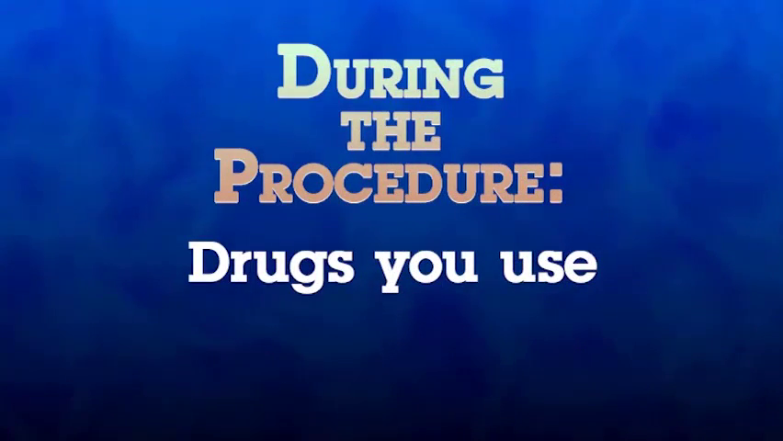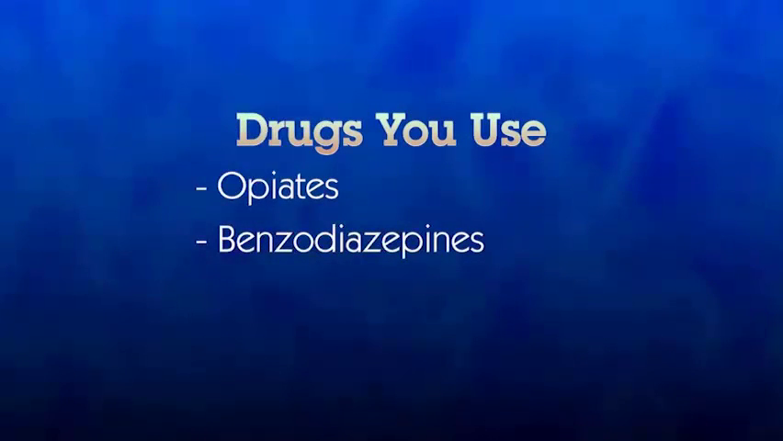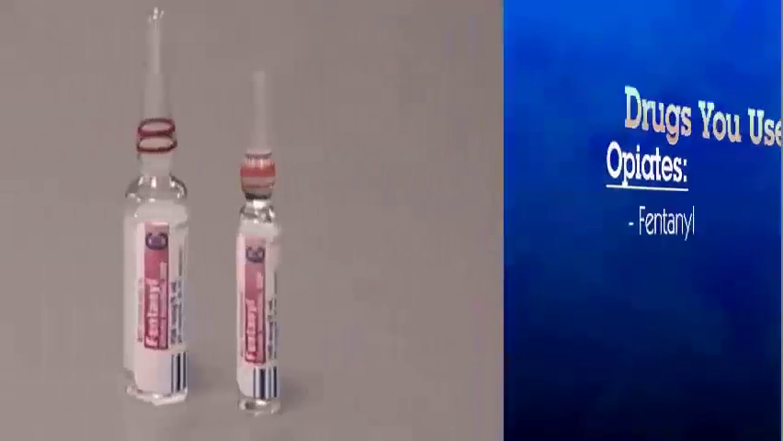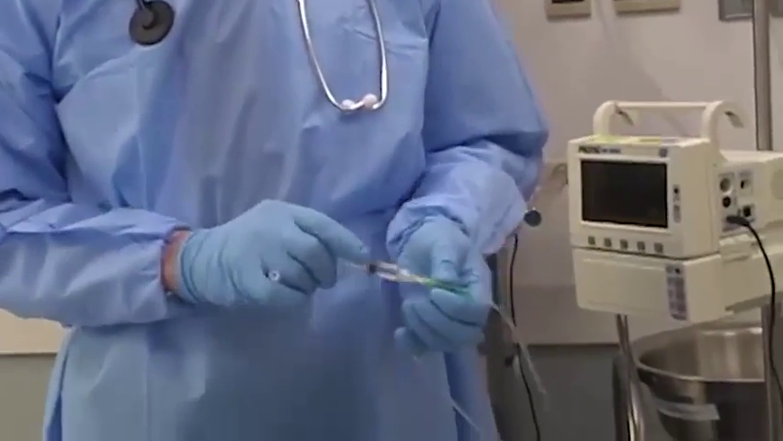The key to safe administration of drugs for sedation is to give small incremental doses titrating to the desired effect. The two classes of drugs that are commonly used today for moderate sedation include opiates and benzodiazepines. In the opiate class, the most commonly used drug is called fentanyl. It's a very short-acting opiate that has the benefit of wearing off quickly, so that if patients need to go home after their procedure, they're very alert.